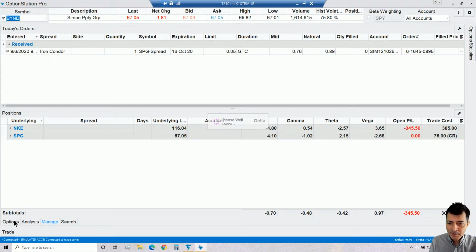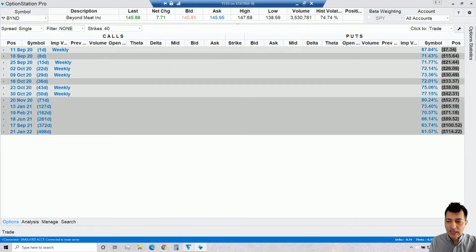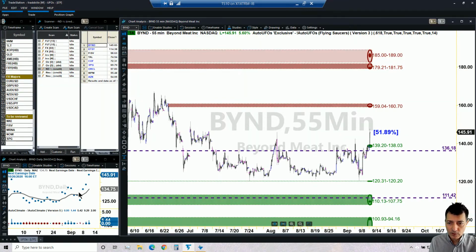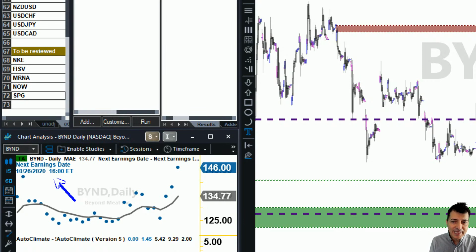Okay, Beyond Meat. Let's go ahead and take a look at the option chain, and before that, of course, I'm going to have to look at earnings reports. Notice how the next earnings date for Beyond Meat is going to happen on October 26 at 4 p.m. Eastern time. Today it's September 10. This is allowing us a long time to expiration.